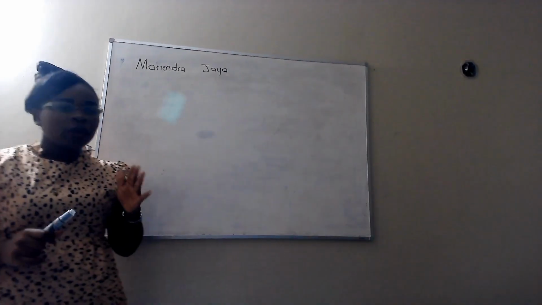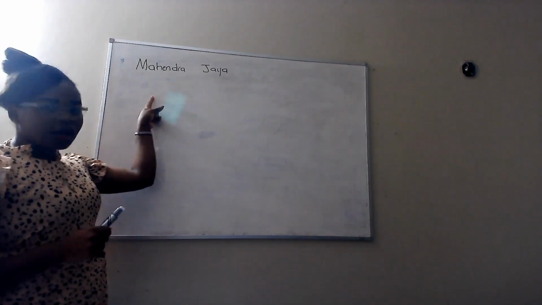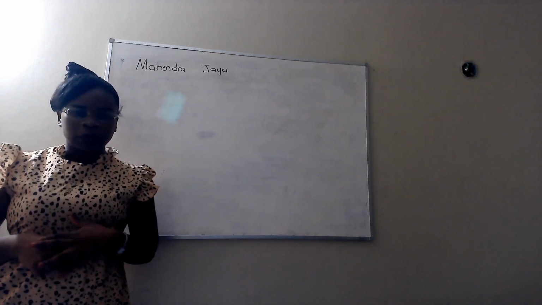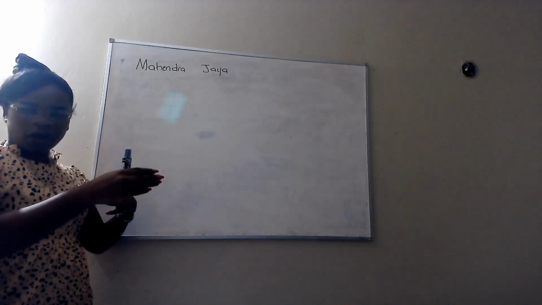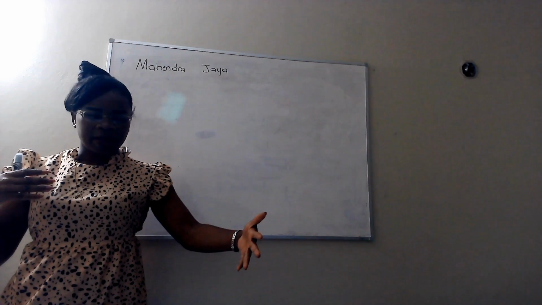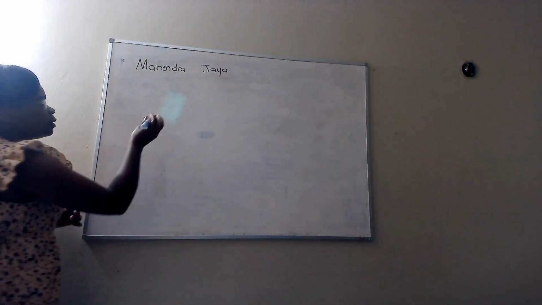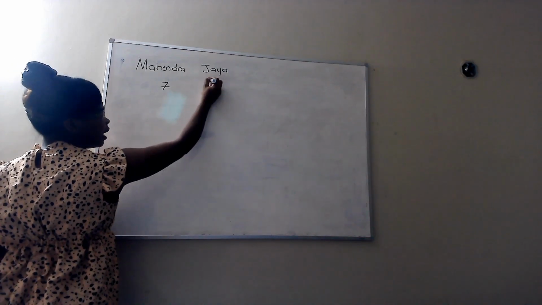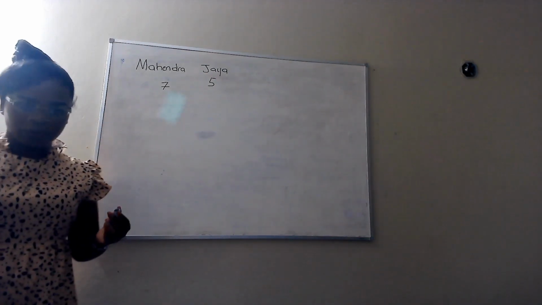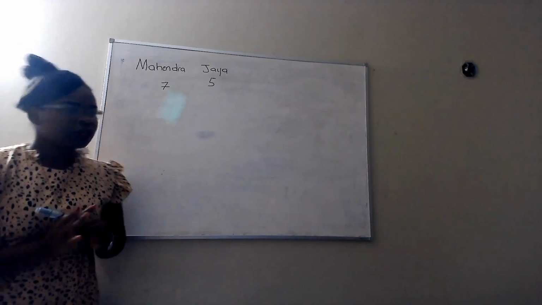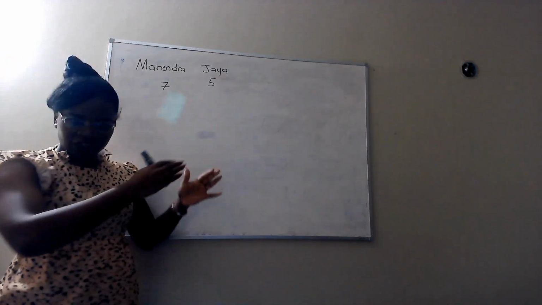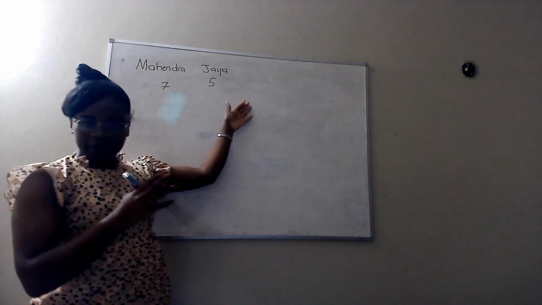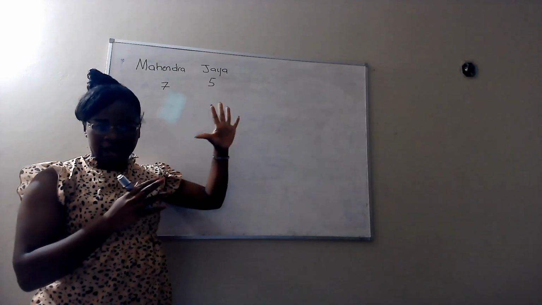All right, so we have two people, Mahendra and Jaya. Since we're talking of the two, and you notice that Mahendra comes before Jaya, we could write the 7 goes to Mahendra and the 5 goes to Jaya, in that order. If Jaya had come before Mahendra, it would be the other way around: Jaya would receive 7 and Mahendra 5.